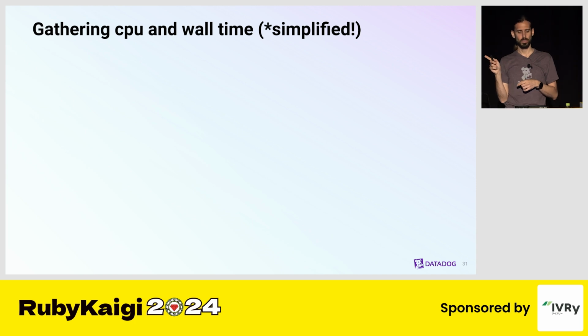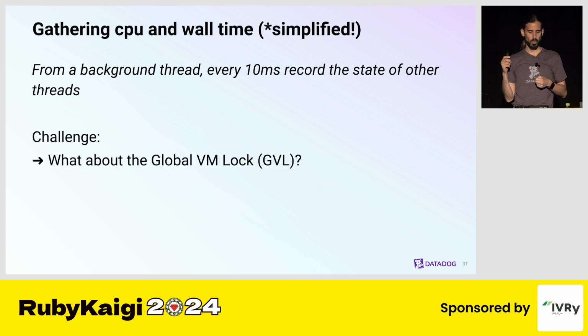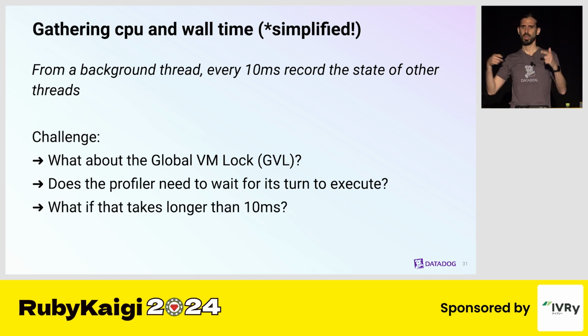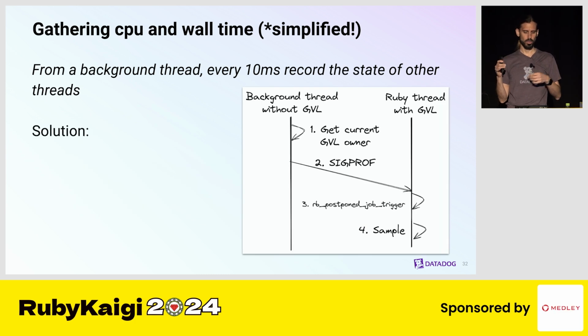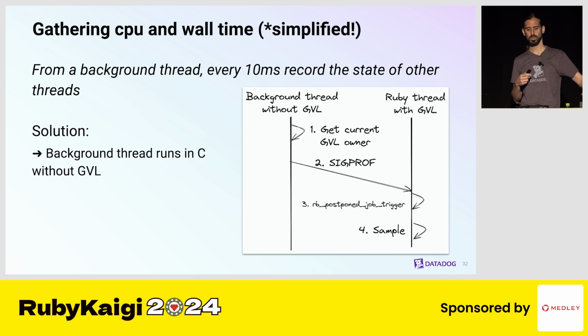You might also be wondering, I've told you, from a background thread, every 10 milliseconds we record the state. But what about the global VM lock, the GVL? Does the profiler need to wait for its turn to execute? What if the GVL takes longer than 10 milliseconds? And here the answer is that we actually have this background thread that is built in C and runs in the background without the GVL. And it interrupts the active thread from Ruby that has the GVL.